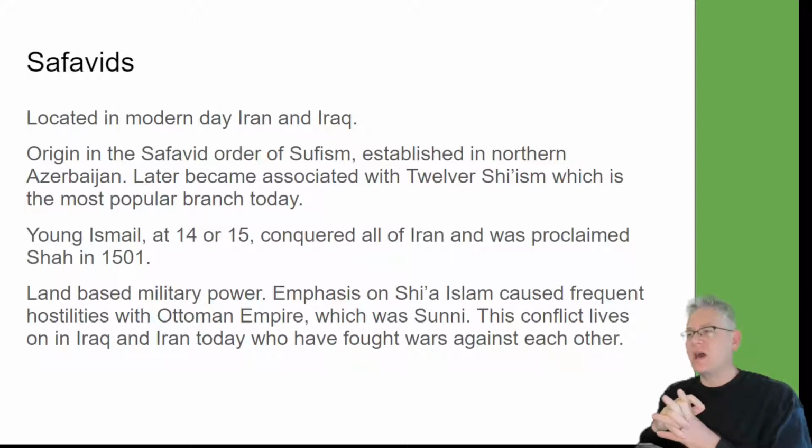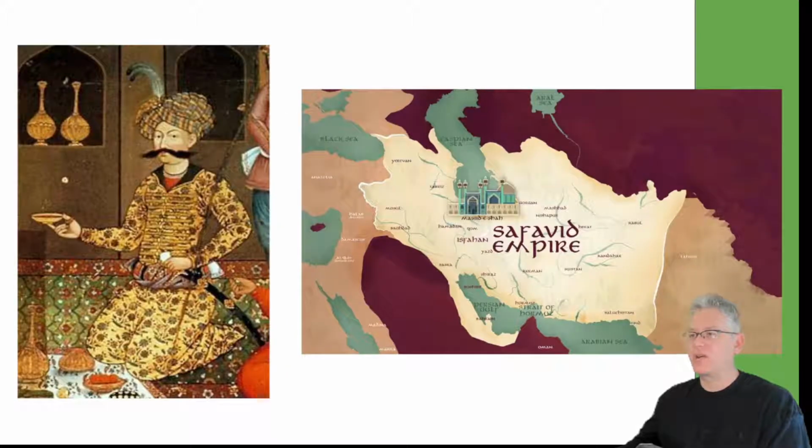And generally speaking, the Ottomans are going to win a lot of these battles, but where this conflict lives on is in Iraq and Iran today, because the areas that were under the Ottoman Empire are more Iraq, whereas the areas under the Safavids are more Iran. And so those two fight against each other a lot, and they end up having wars against each other for quite a long period of time.